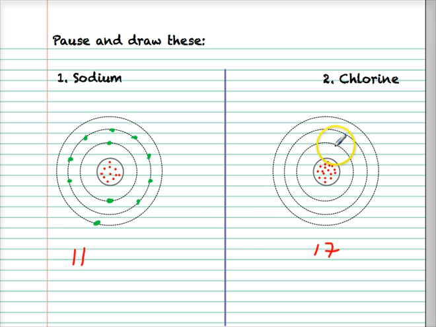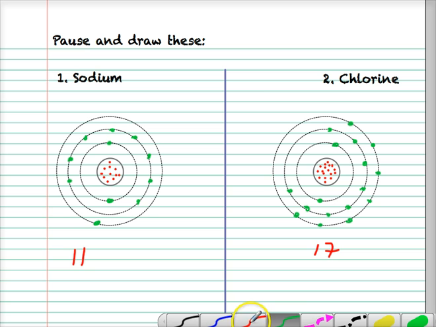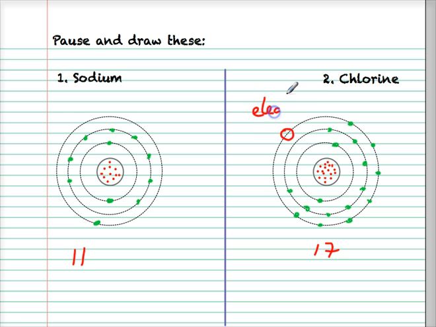Over here, 17. 2 in this one, 8 in this one. 1, 2, 3, 4, 5, 6, 7, 8. So we've got 2 and 8, that's 10, which leaves 7. 1, 2, 3, 4, 5, 6, 7 in the outer orbital. Importantly, for chlorine, it means we have one space. Let's call it an electron space. There is space for an electron.